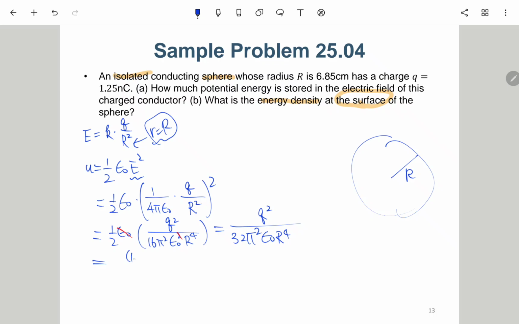So Q is 1.25 times 10 to negative 9. Okay, so if you haven't memorized the scientific prefix, just take this time to do so.